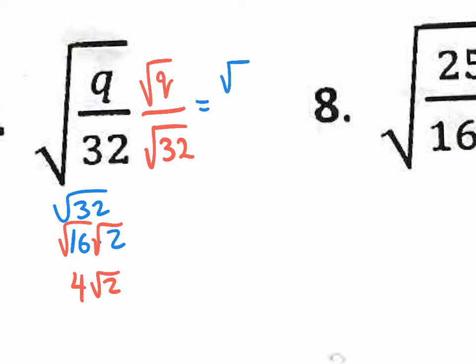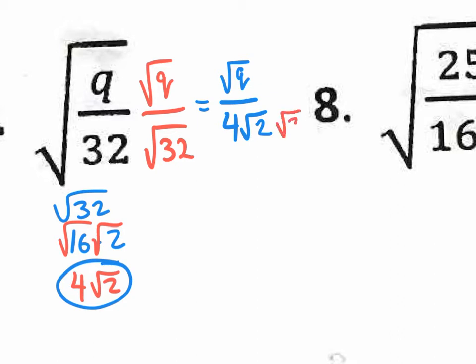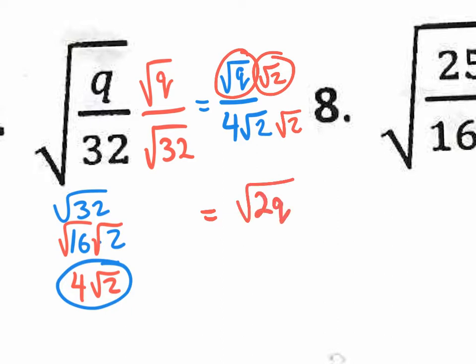Up on top, I have the square root of q, and on the bottom, I have 4 square root of 2. However, we cannot leave the radical in the denominator, so I need to actually get rid of the square root of 2. And the way to get rid of the square root of 2 would be to multiply both top and bottom by that same square root value, the square root of 2. So up on top, I'm going to have the square root of q times the square root of 2. That's going to be the square root of 2q, just putting them together since you can't do either of them.